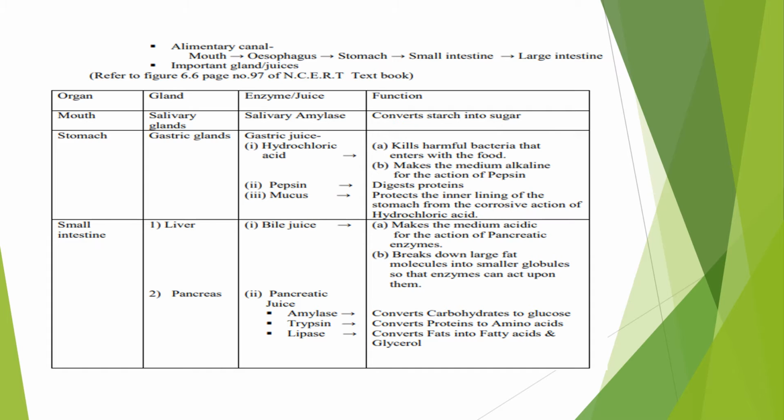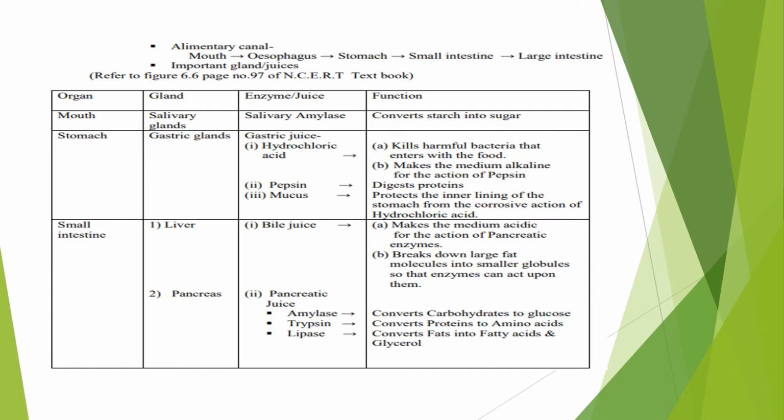You can see here clearly that the mouth contains a salivary gland which secretes the enzyme salivary amylase. What is the function of that? It converts starch into sugar. Now what is starch? As we have studied previously, starch is a stored form of carbohydrates in plants. So when we consume plants, we are consuming starch with it. So starch is converted into simple sugar by salivary amylase in our mouth.